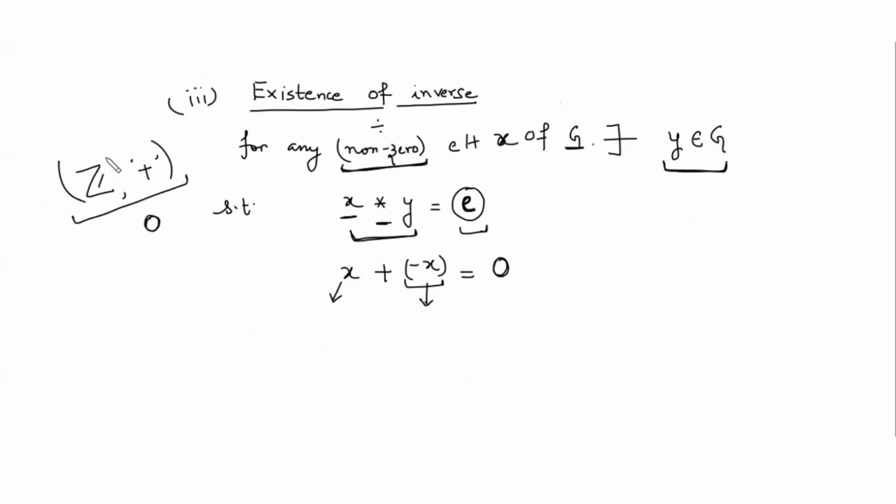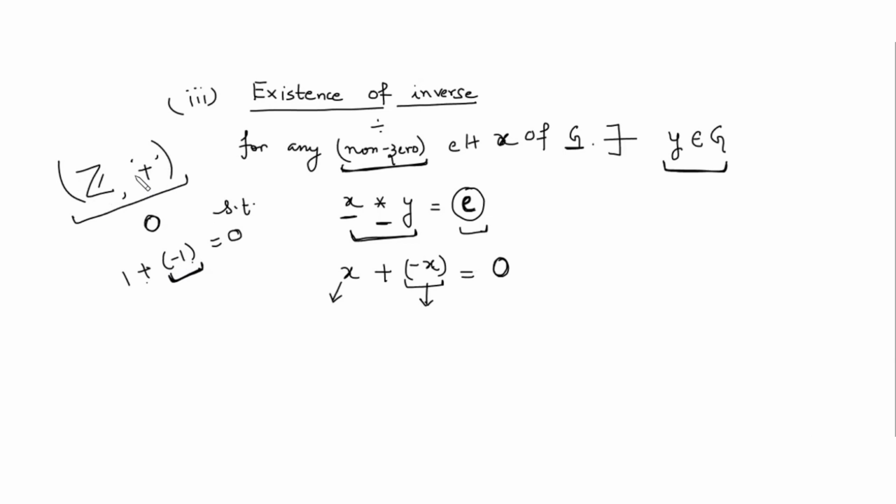So in the set of integers this already exists. If 1 is an integer, then -1 is also an integer. If you add both of these, you will get the identity, right? And this is true for every element of the set of integers. So that means inverse exists in the set of integers with respect to the operation addition. Is it clear?